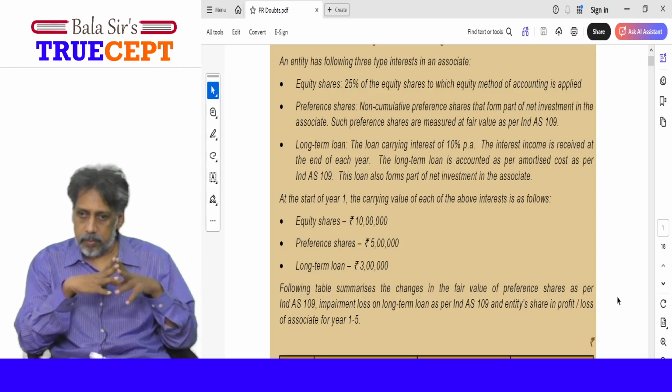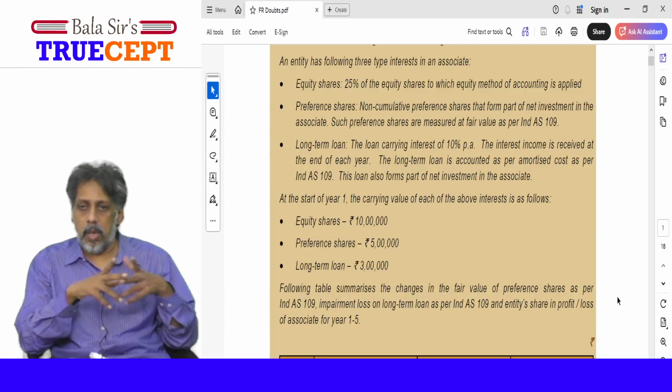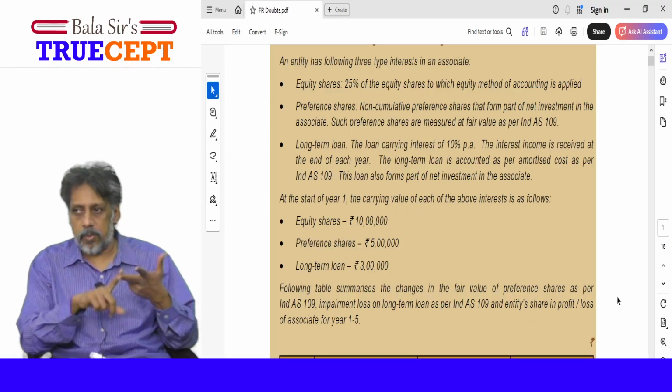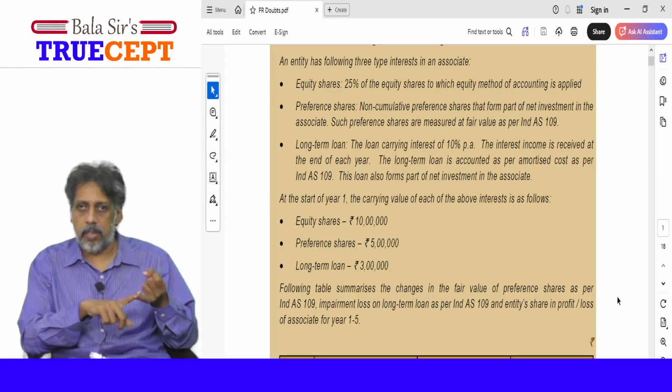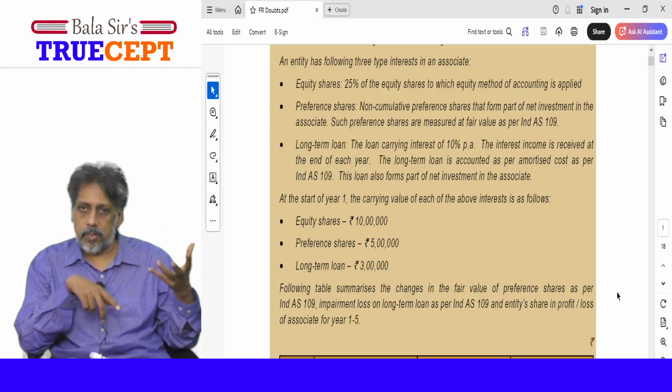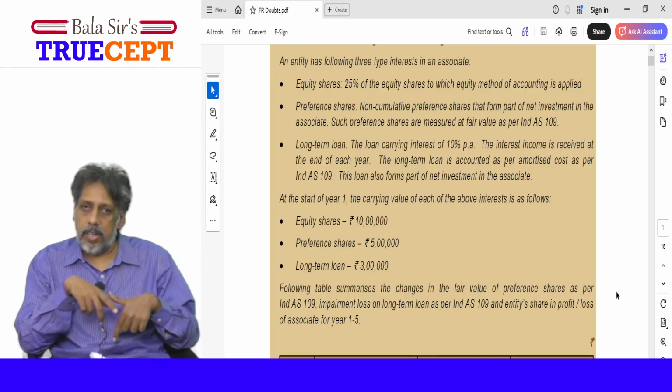Next. At the start of year 1, the carrying value of each of the above interests is as follows. Equity share 10 lakh. So rupees 10 lakh is your investment in equity instrument of my company's associate. How much? 10 lakh rupees. Then preference share 5 lakh and long-term loan 3 lakh. In all, rupees 18 lakh is the total investment in associate.